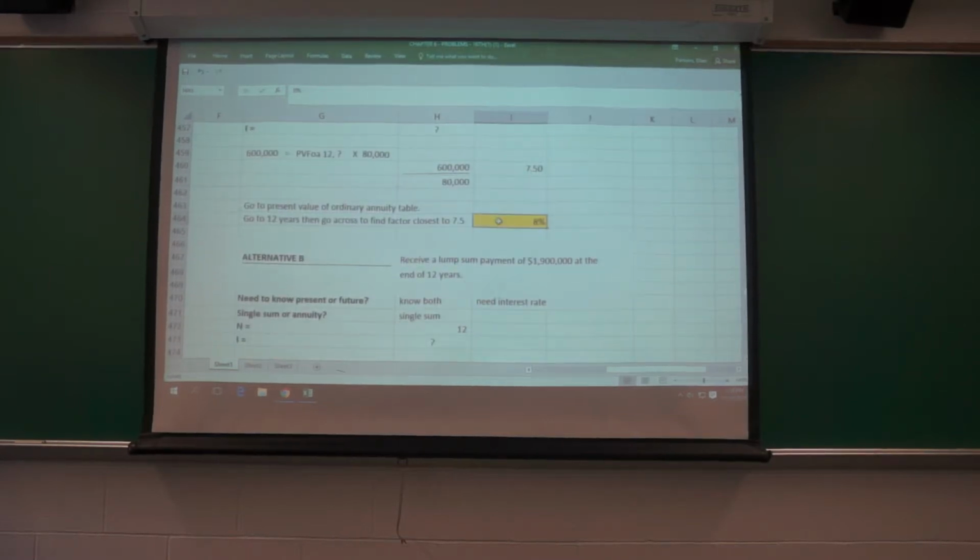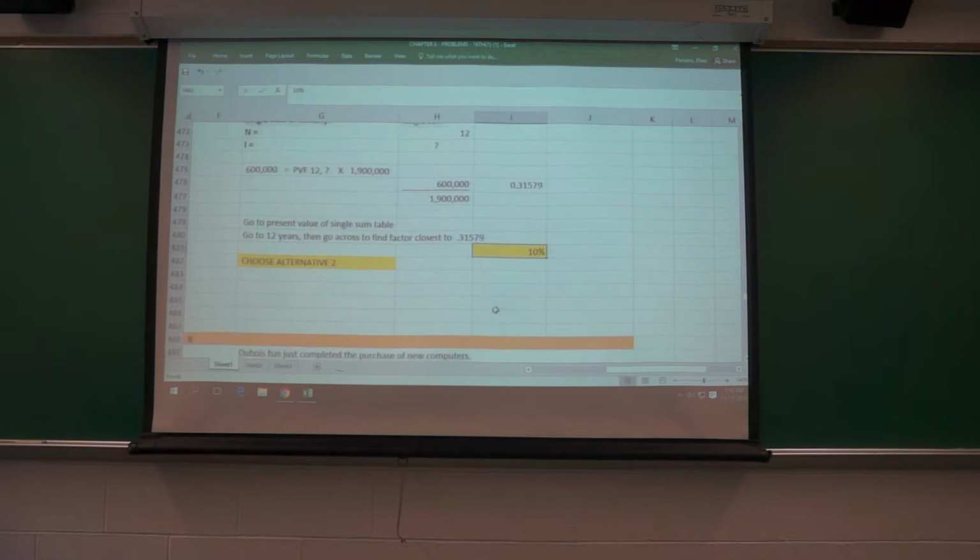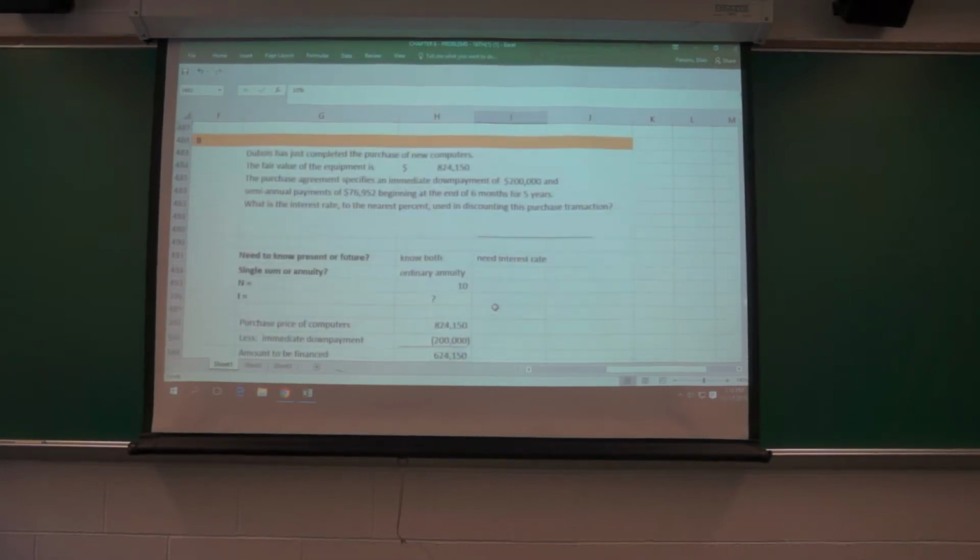So here, would you earn 8%? Here, you would earn 10%. And then it keeps going here.